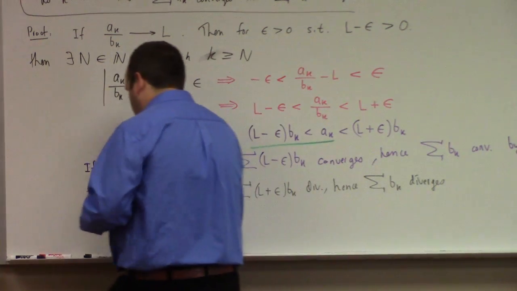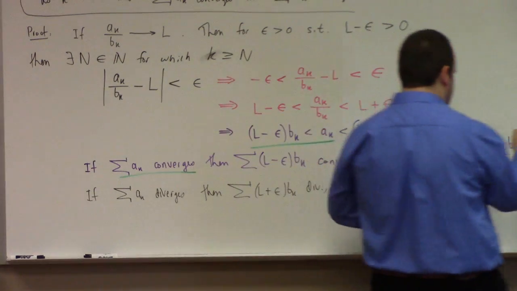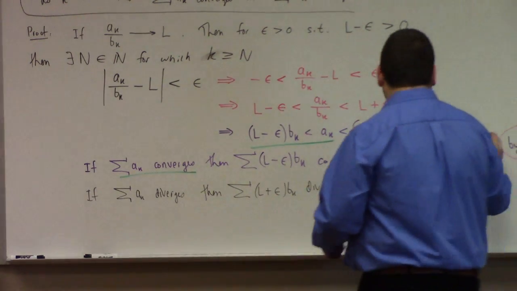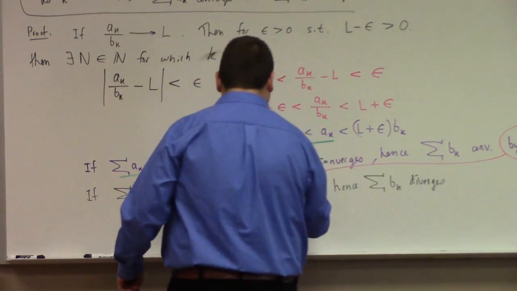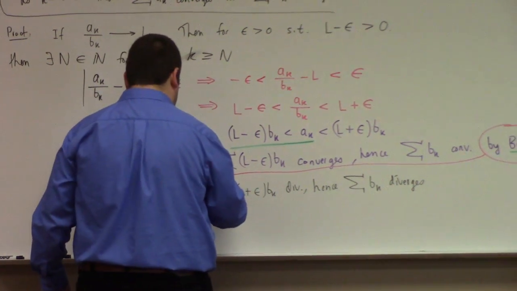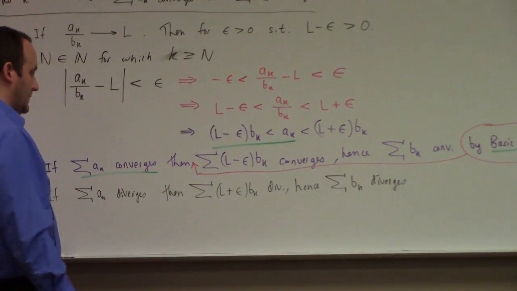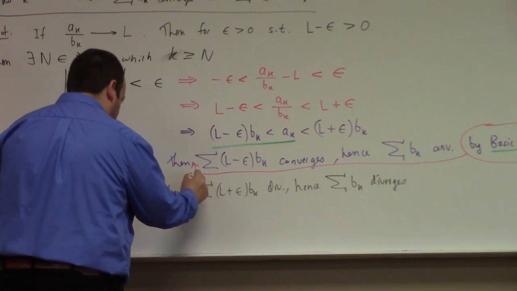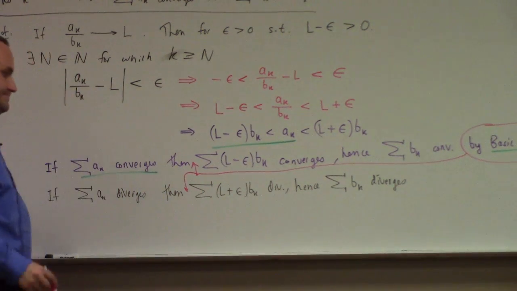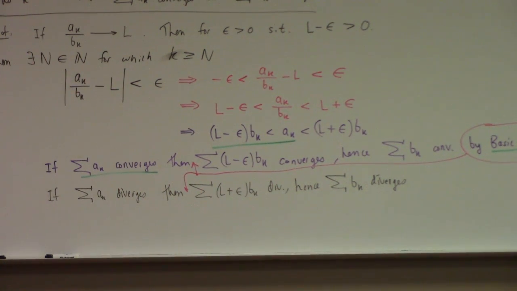To be clear, I said by basic comparison test, where I've used that is right here, and also right here. Logically, that's where I use them. So if I was writing things a little bit clearer, I should have said that there and then said from that it follows the series b sub k converges, or then in the next steps that it diverges.